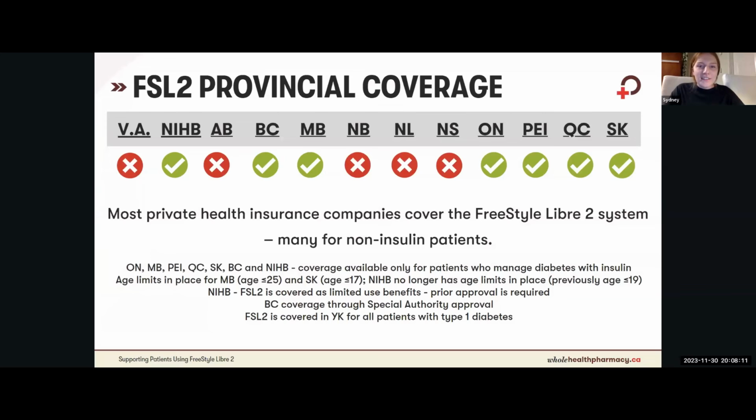Thanks, Molly. So as you can see here, multiple provinces and drug plans provide coverage for the FreeStyle Libre 2 system. However, coverage is only for patients who manage diabetes with insulin. Other criteria are also in place, such as age limits in Saskatchewan and Manitoba. For more detailed information, you can go to the FreeStyle Libre website or the specific drug plan websites. It's also important to note that most private insurance companies cover the FreeStyle Libre 2 system for patients managing diabetes with or without insulin.